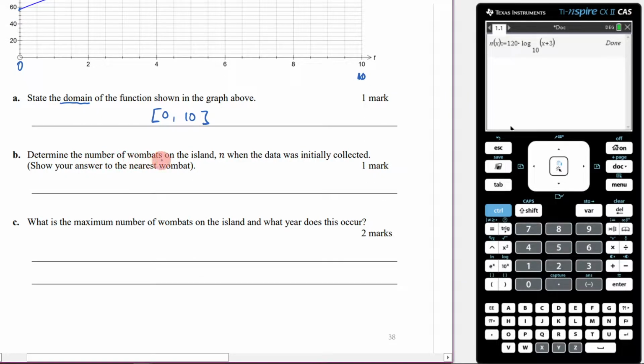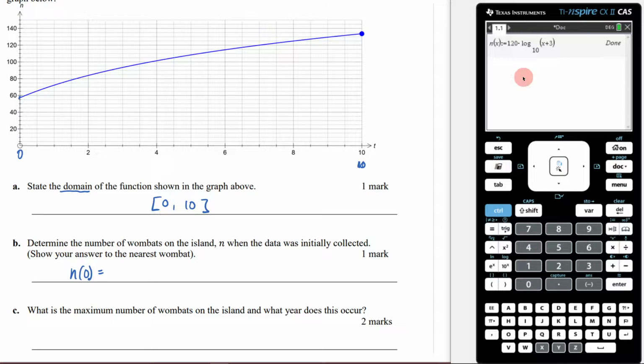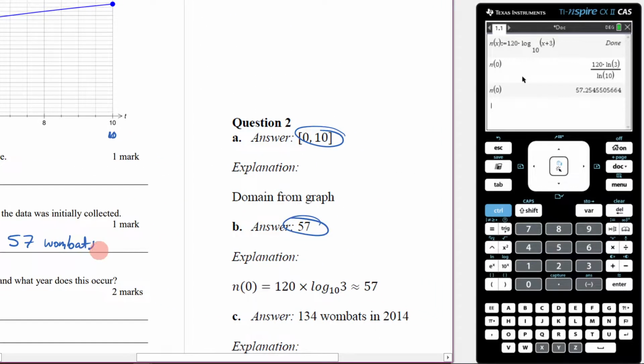Next, determine the number of wombats on the island N when the data was initially collected. Well, that means we're simply after what is N of 0. If I go N of 0 and I hit enter, it's going to give me an exact value. So let's just go control enter. And that's going to give me 57.254. It says to your nearest wombat, so therefore, it will be 57 wombats. If we look at our answer here, you can see 57 is our answer.